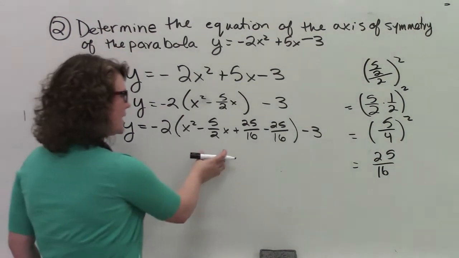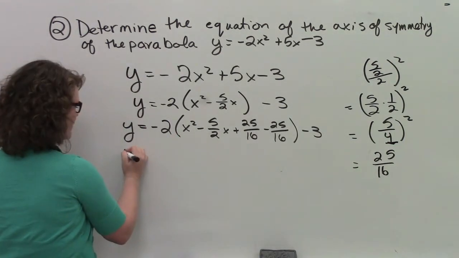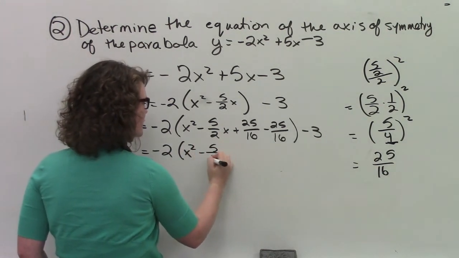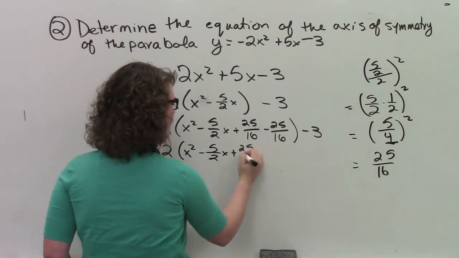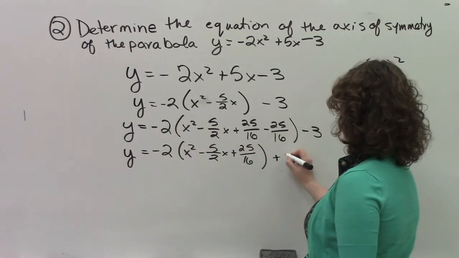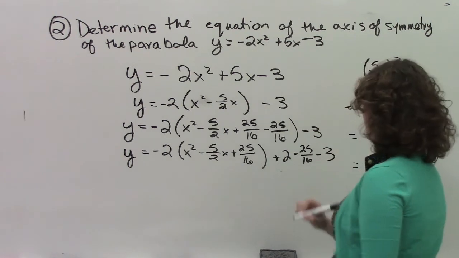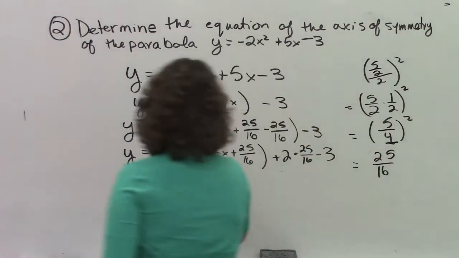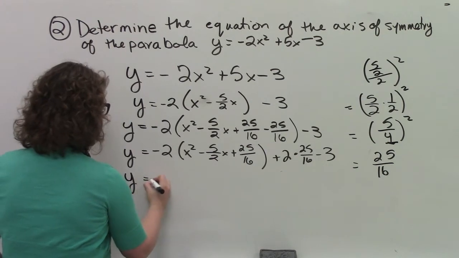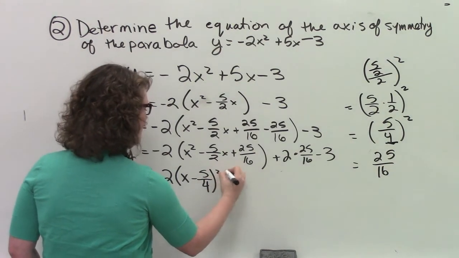The cool thing about this, guys, is that we always know what we're adding or subtracting when we're factoring this out. So, for example, I'm maybe going a little too fast. Negative 2x squared minus 5 over 2x plus 25 over 16, plus, negative times negative is plus, so plus 2 times 25 over 16 minus 3. We'll get to this, don't worry, we'll figure it out. But this right here just factors into x minus 5 over 4. y equals negative 2 times x minus 5 over 4 squared.